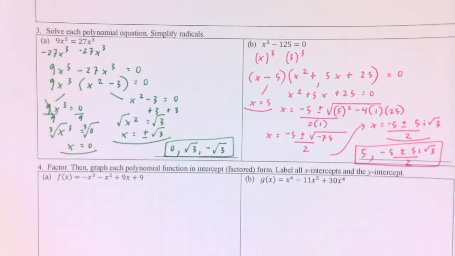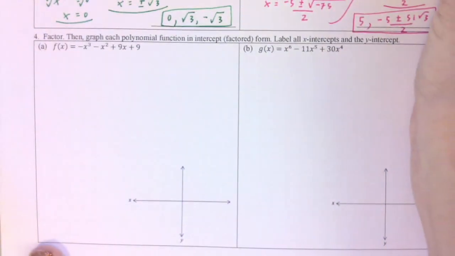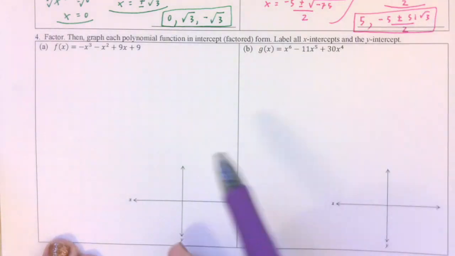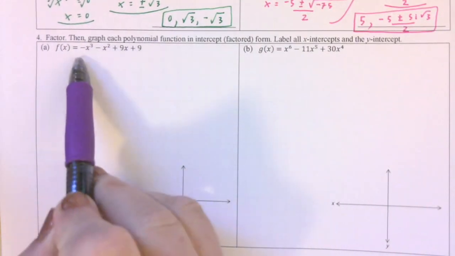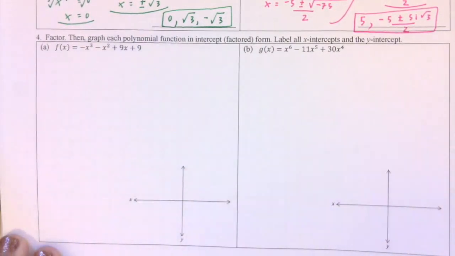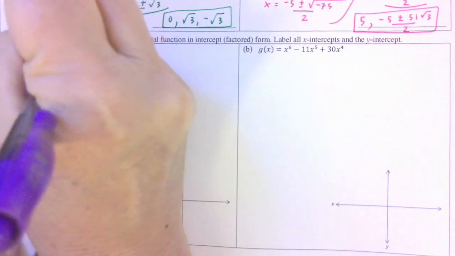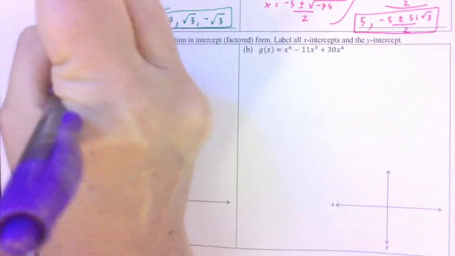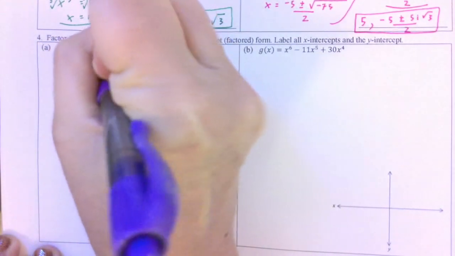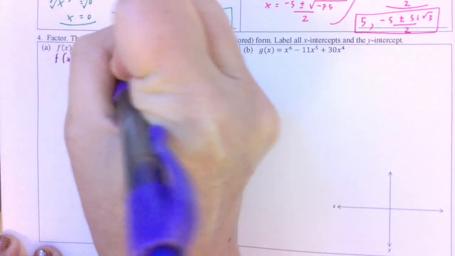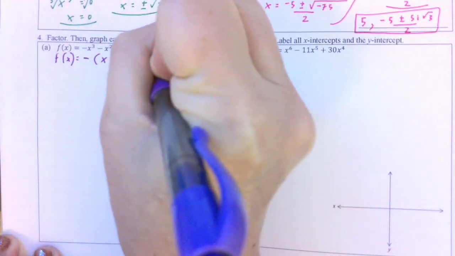All right, next up, factor then graph. Helps to see in factored form so we can graph. First step though, I notice that there's a negative 1 out in front, so I'm going to go ahead and divide that out. That is my GCF. It just flips everything to the opposite sign.